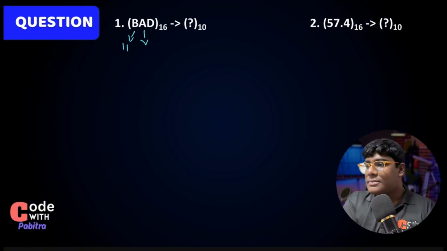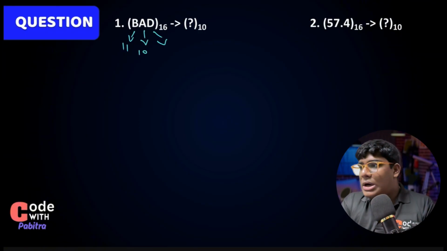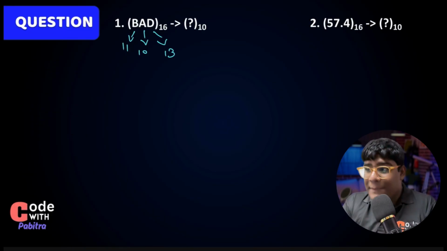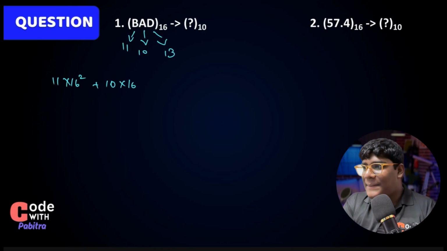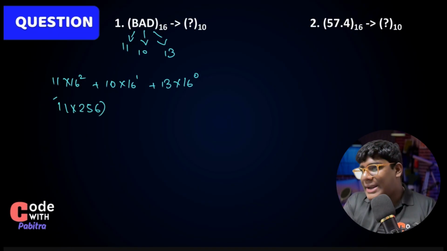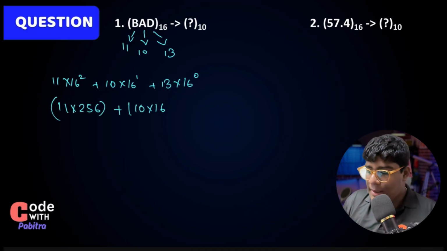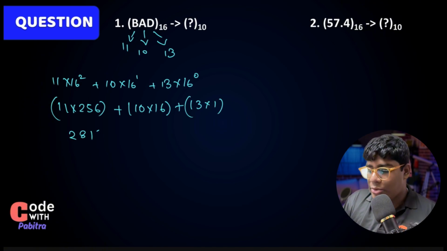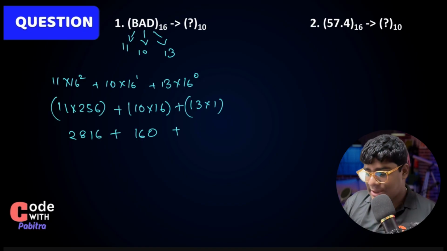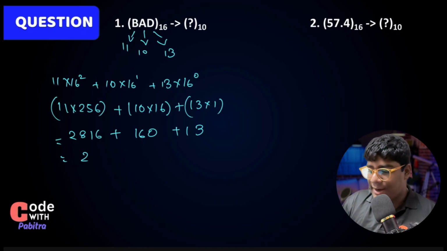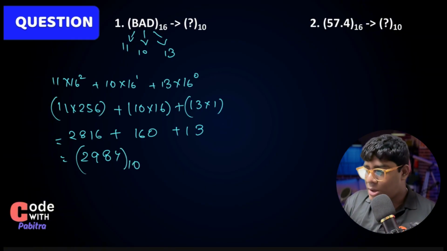So this means 11, this means 10, and this means 13. So 11 into 16 to the power 2 plus 10 into 16 to the power 1 plus 13 into 16 to the power 0. That means 11 into 256 plus 10 into 16 plus 13 into 1. So we get 2816 plus 160 plus 13. So the answer we get is 2984 base 10. Okay. I hope you understood how to solve this.